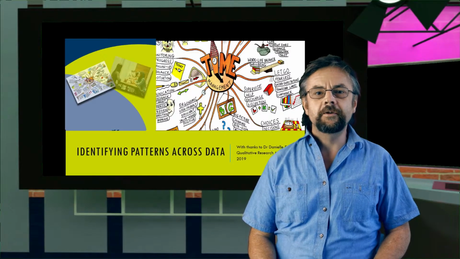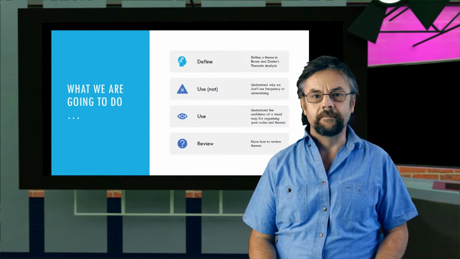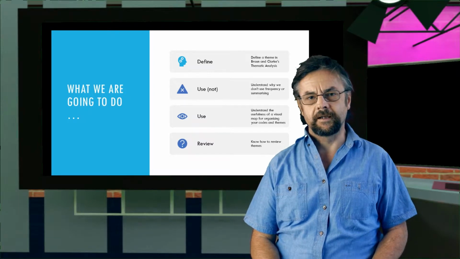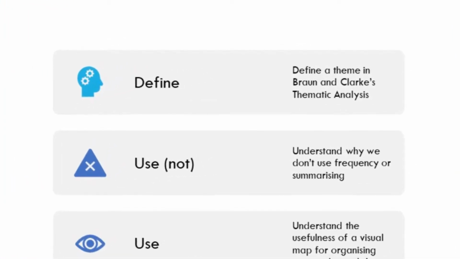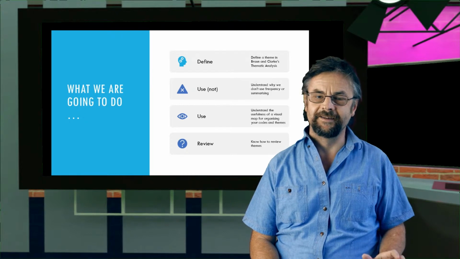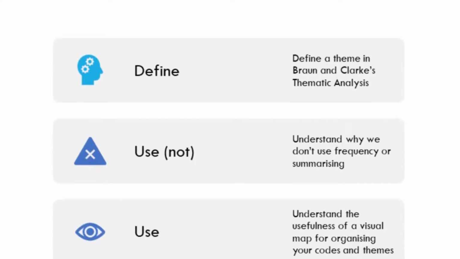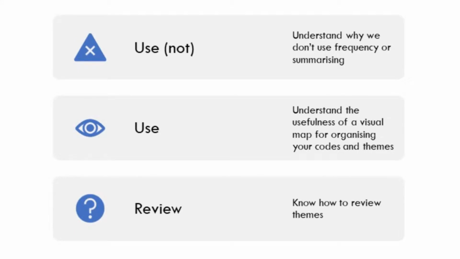So this week, how to identify patterns in your data. From this lecture and from the reading for this week, being week 9, you'll learn how to define a theme. And here we're talking about themes as defined by Braun and Clarke's approach to thematic analysis. And you'll learn that you should not use frequency data or summarizing, and why this is one of the greatest sins of qualitative analysis. And you'll find out about the usefulness of visual maps to organize your codes and themes, and you'll learn how to review your themes.